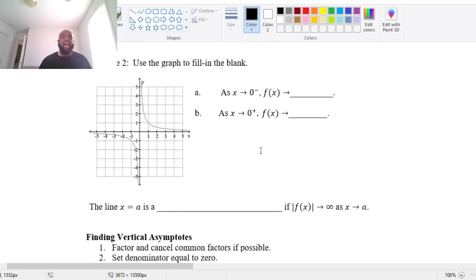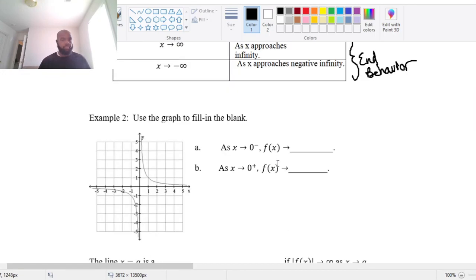And so I have a graph here, and my graph is one of our parent functions. The actual parent function that we have here is f of x equals 1 over x, right? That is our parent function. So this graph here is f of x equals 1 over x.